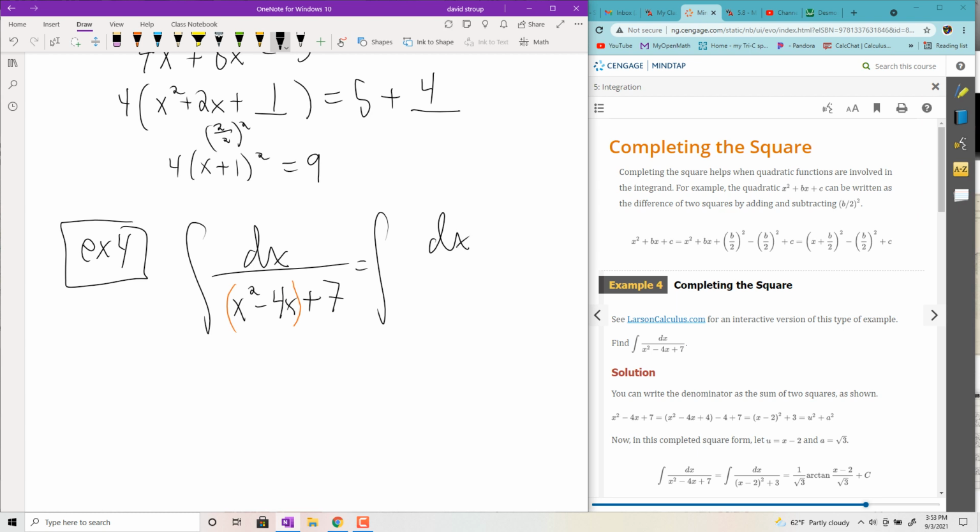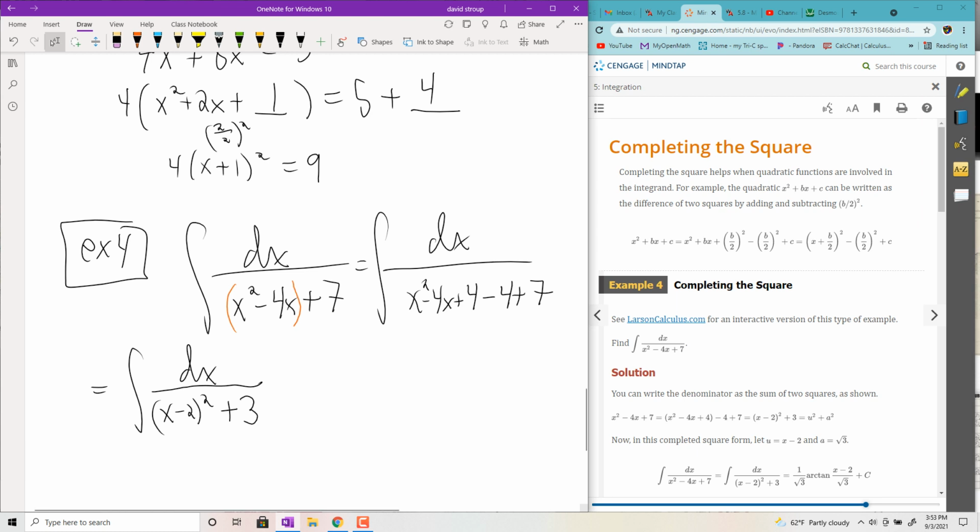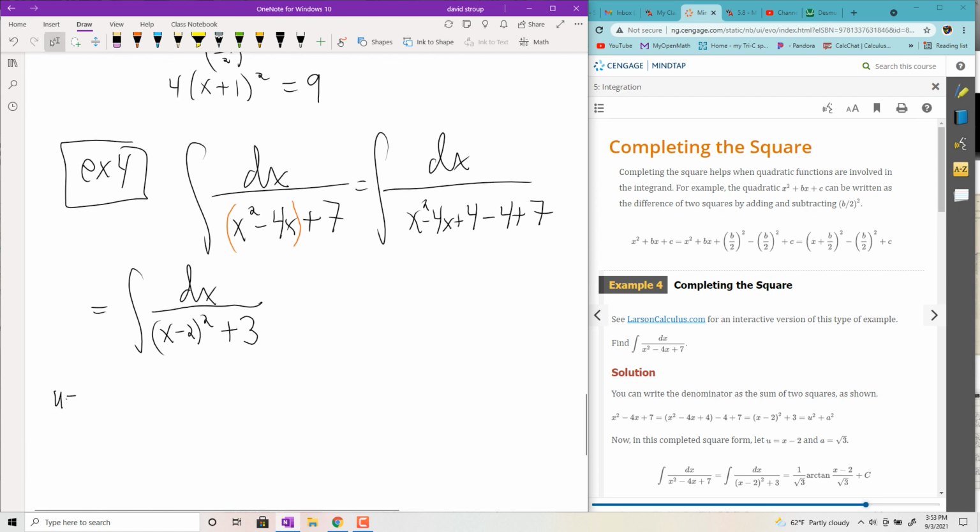So I have the integral of dx all over x squared minus 4x plus 4 over 2 squared. So 4 over 2 is 2, 2 squared is 4, but then you have to immediately subtract it. But in doing this, you're going to be able to factor the first portion into x minus 2 squared, and then you have minus 4 plus 7 is plus 3, and now it has the form of the inverse tangent where our u value is x minus 2, so our du is dx, and then our a value is square root 3.